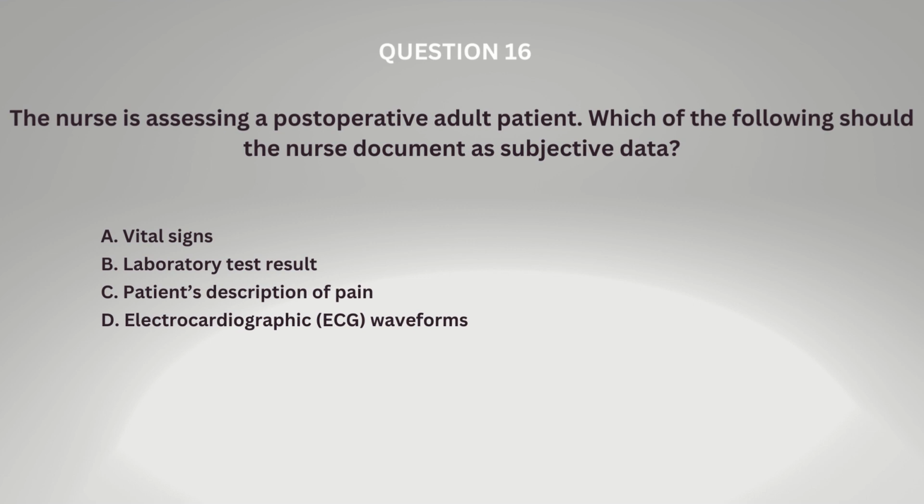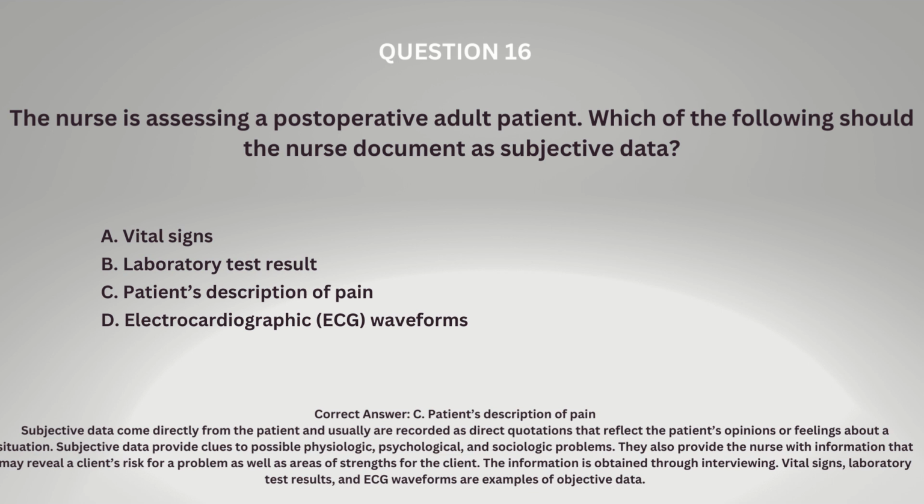Which of the following should the nurse document as subjective data? A. Vital signs. B. Laboratory test result. C. Patient's description of pain. D. Electrocardiographic, ECG, waveforms. The correct answer is C. Patient's description of pain. Subjective data come directly from the patient and usually are recorded as direct quotations that reflect the patient's opinions or feelings about a situation.